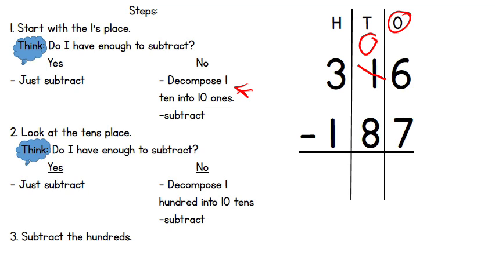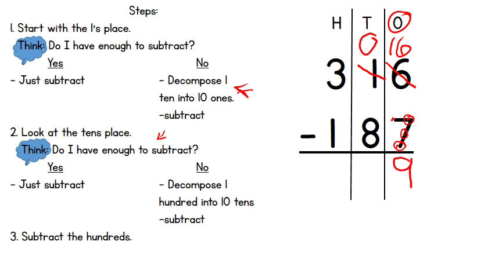Then if I bring my 10 over to my ones place, I have 16 ones. Now I can subtract 7 ones. 16, 15, 14, 13, 12, 11, 10, 9. 9 goes into my ones place. Now I'll move to the tens place. Again, my step 2 says to think. Do I have enough to subtract?